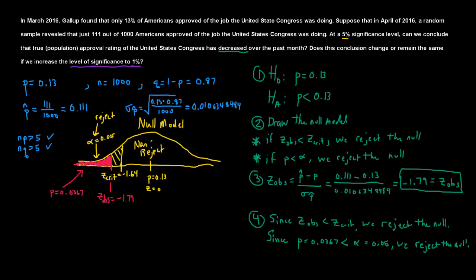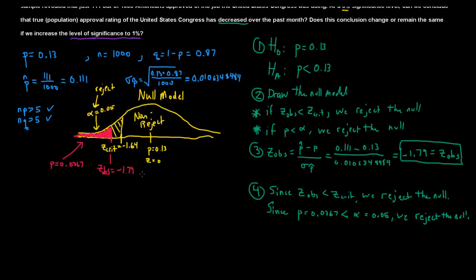So what happens if we increase the level of significance to 1%? Where does the 1% significance even come into play? That only comes into play when we are drawing our null model as far as the rejection region is concerned. So let's draw another null model, assuming everything else is the same, except assuming we have a 1% significance level.